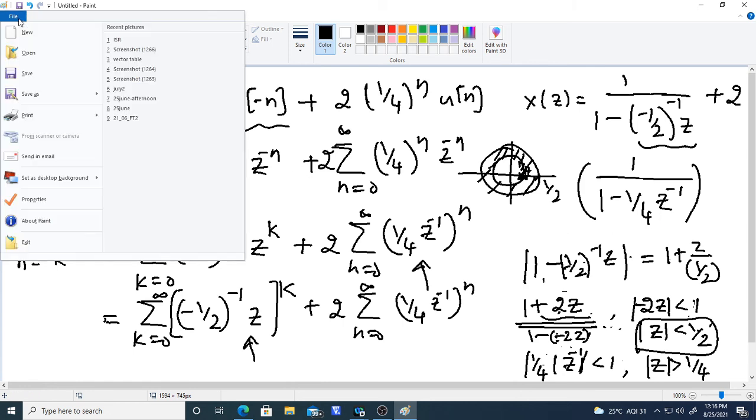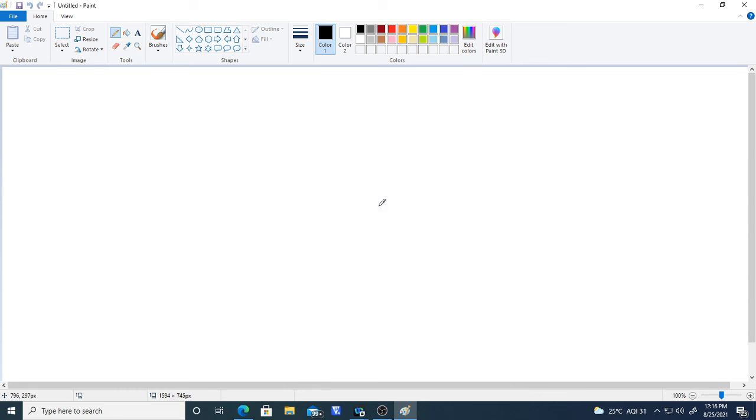Any doubt in this ROC, because it is slightly different from other problems. Okay, take one more problem and try to do this one, and we'll end the Z transform, finding the Z transform, and we'll see the properties of ROC.